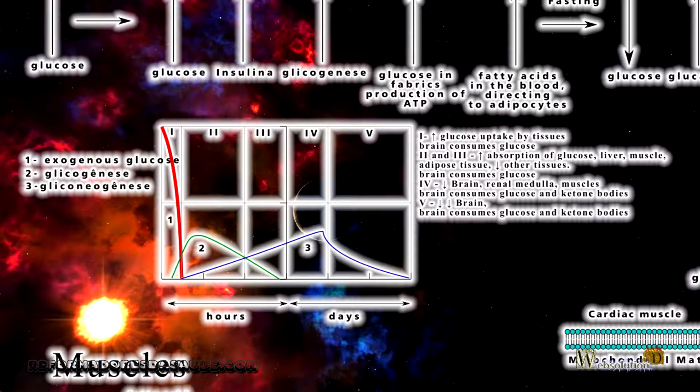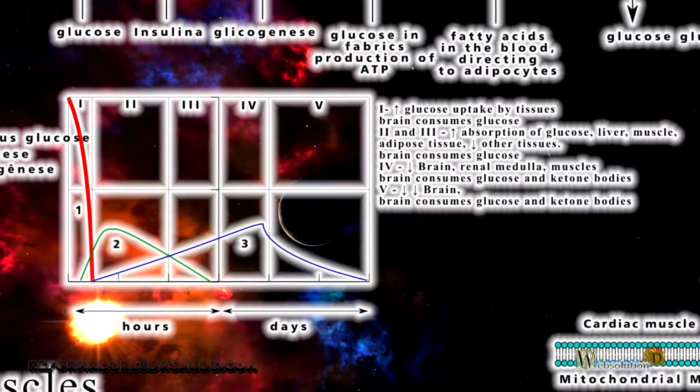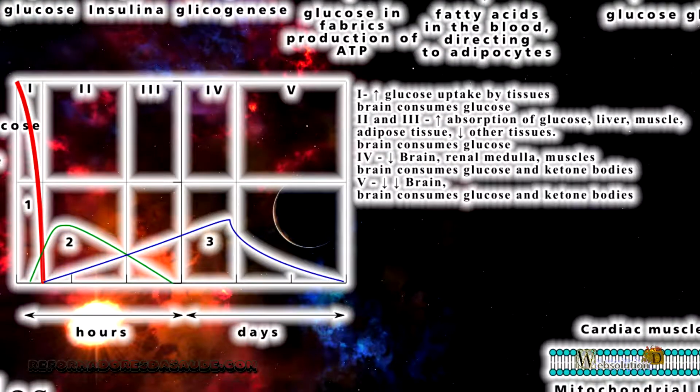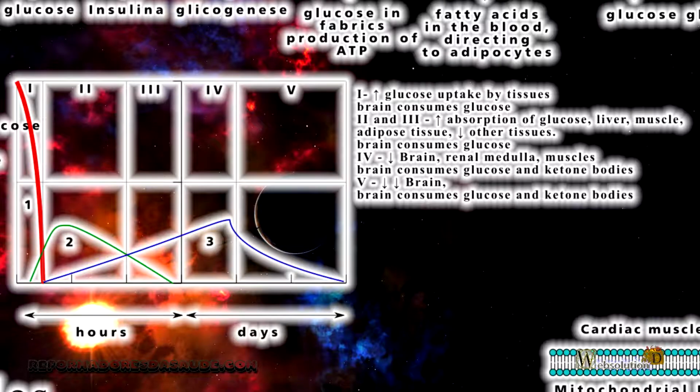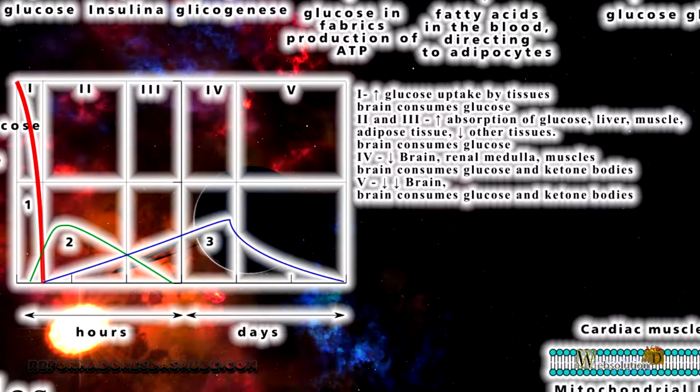Looking at the divisions in the graph above, divided from 1 to 5, we have phase 1, absorption of glucose by tissues, and the brain primarily consumes glucose, because glucose is abundant in the circulation. In phases 2 and 3 there is glucose absorption into the liver, muscle and fat to reserve, and consumption is reduced in other tissues, as they must have a high concentration of ATP. The brain continues to consume glucose primarily.